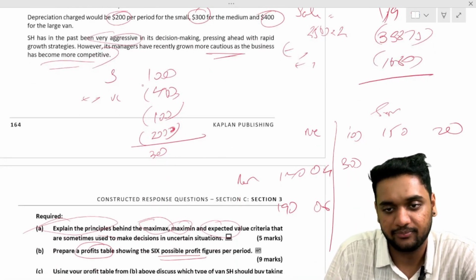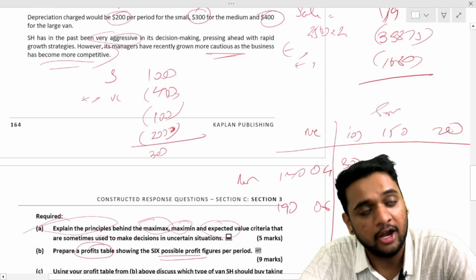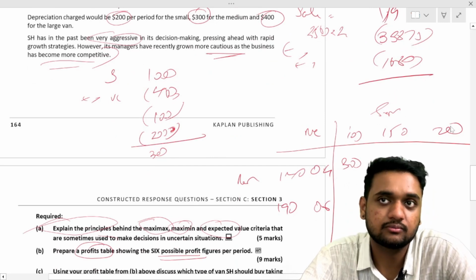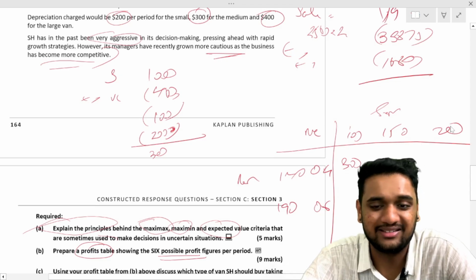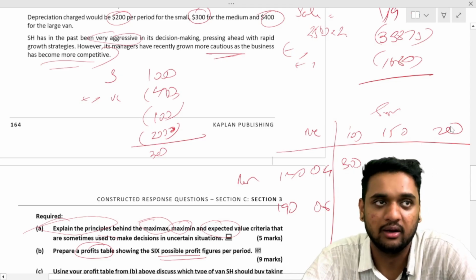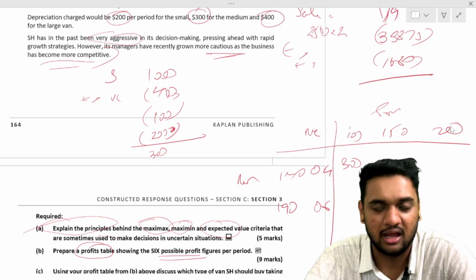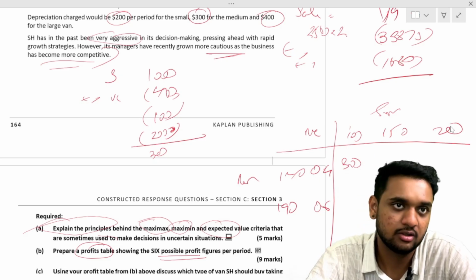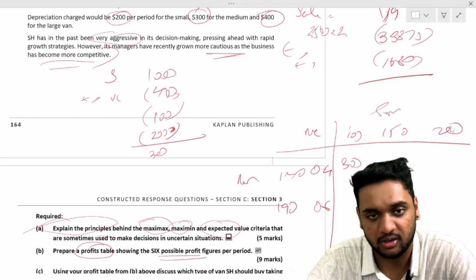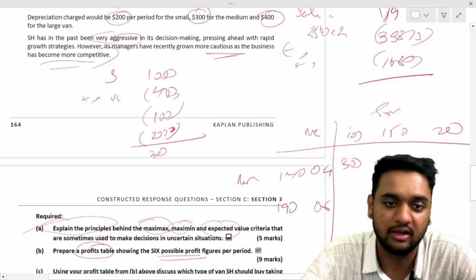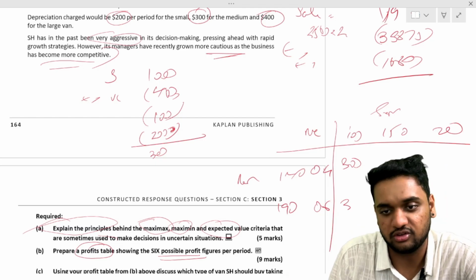Profit we will get. Second, 100 and 190. The capacity is 100, demand is 190. In this case, what will happen? Same, no change. 100 sale, 100 variable cost, depreciation 200, customers going away, goodwill loss 100, same. So 300.